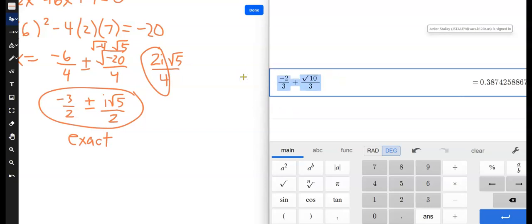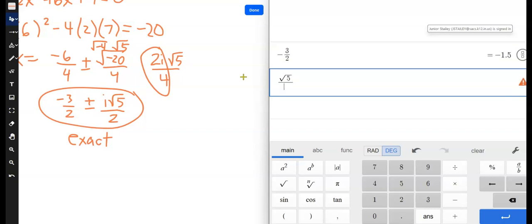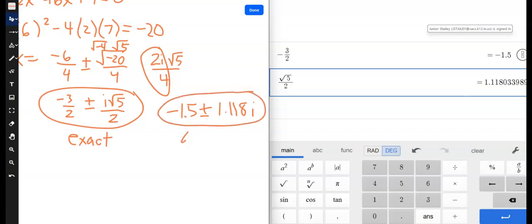I don't know. I mean, we can do negative 3 over 2, right? We know that's negative 1.5. We can do square root 5 divided by 2. We can do that. But what am I gonna write? Negative 1.5 plus or minus 1.118i? Okay. Ugly on top of ugly. So that's my approximate solution.